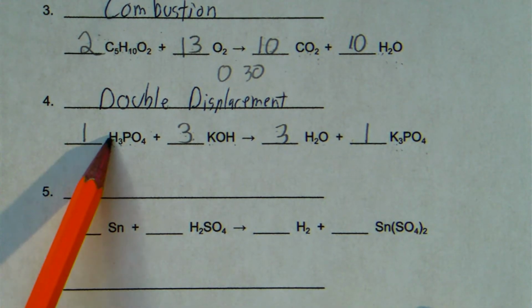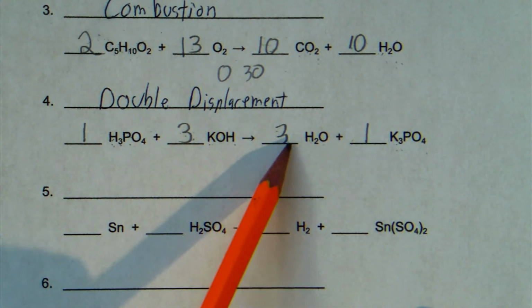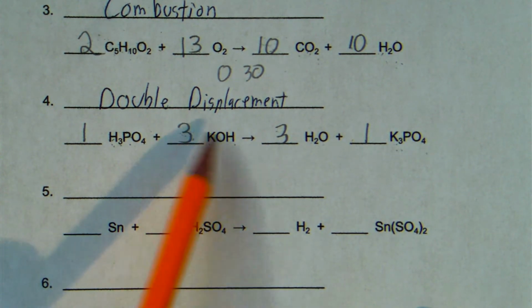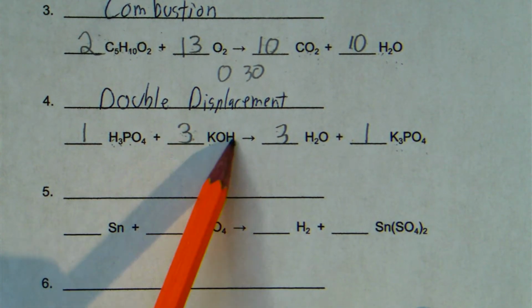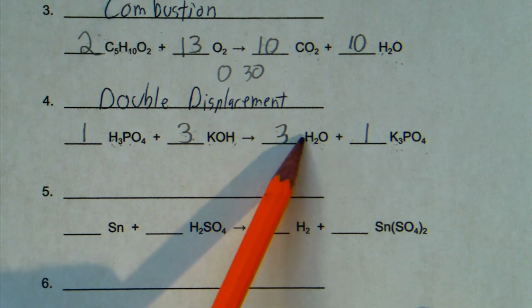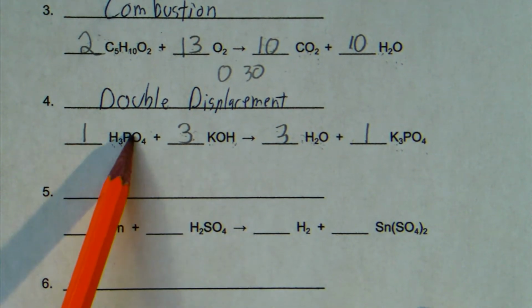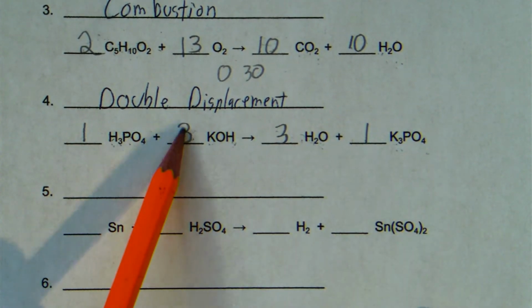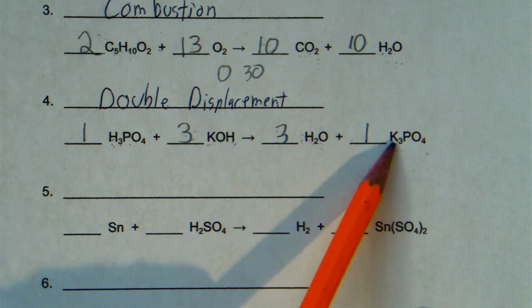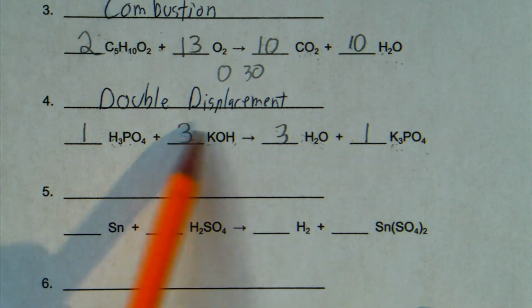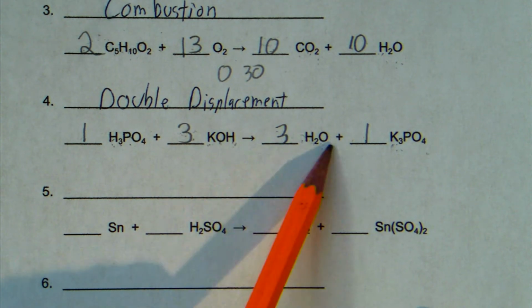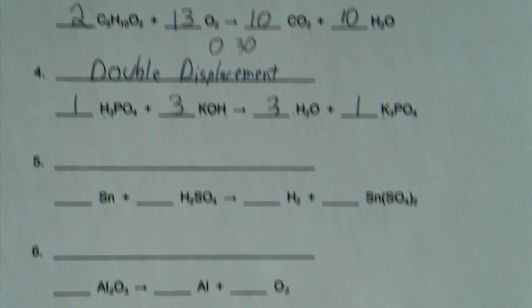So 3 hydrogens on the left plus 3 more hydrogens here, if you want to do it that way, is 6 hydrogens on the right. 1 phosphate on the left, 1 phosphate on the right. 3 potassium on the left, 3 potassium on the right. And if you like, 3 oxygens on the left, 3 oxygens on the right. Balanced. Number 5.